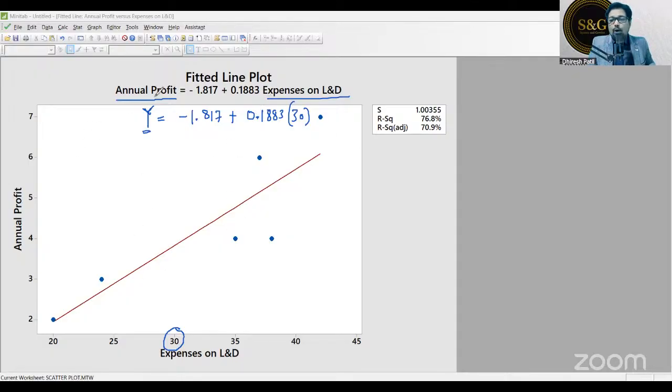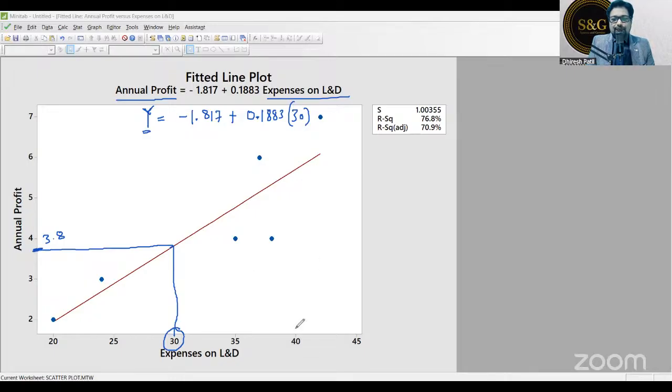Okay, so how do I come to know? Very simple. If I draw a vertical line here, and then a horizontal line like this, I will get this value, which is around 3.8. Clear? And this is called the slope. Are you clear, guys? Just type yes in the chat box.